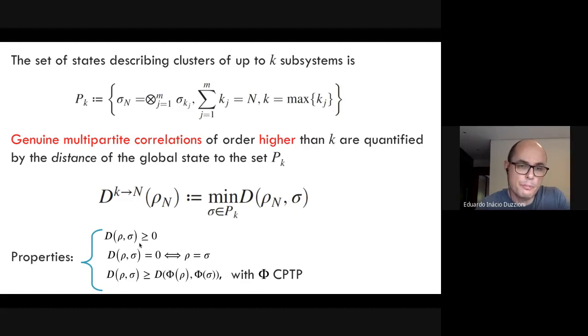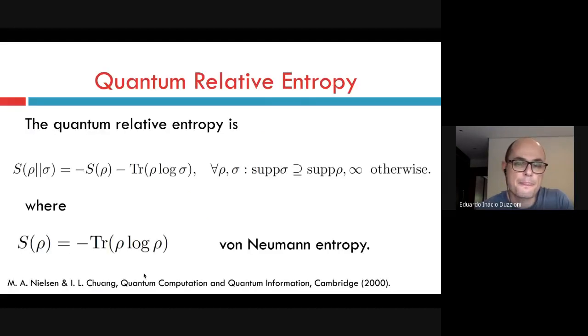These are the properties of this measure, okay? It is positive, it is equal to zero if and only if rho is equal to sigma, and it is contractive under a completely positive trace-preserving map. Okay, these are good properties for a measure of distance. But the measure we use to calculate the distance here is the quantum relative entropy.